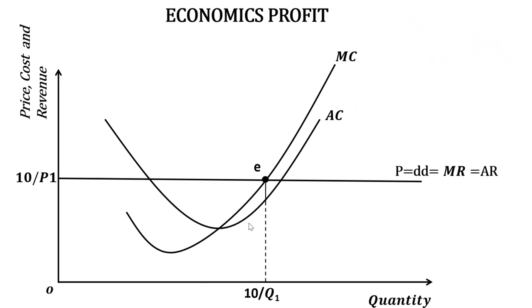This is, you can see it here clearly. Now, this is what we call economic profit, because look at the position of the average cost curve. Economic profit means that you make a profit, and there your revenue, average revenue, is more than your average cost. Now let's look further. Let's calculate it.